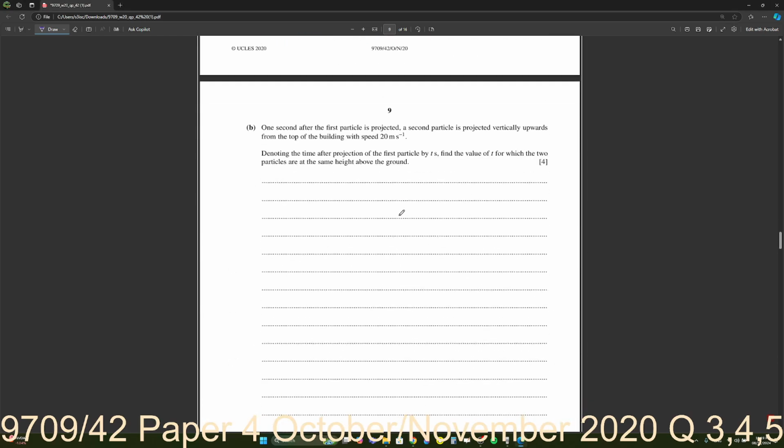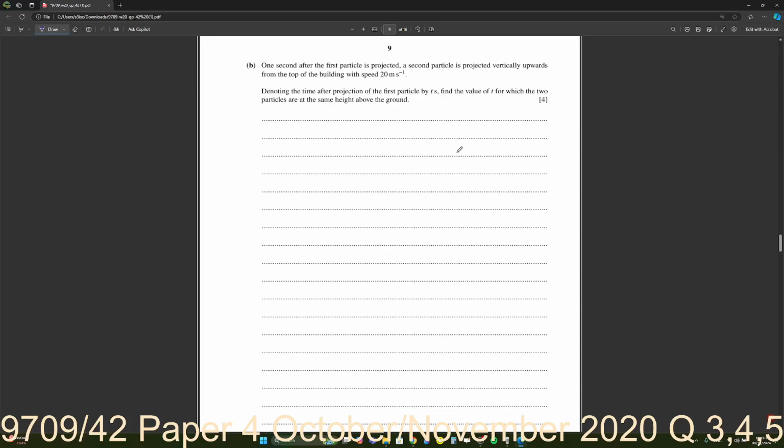Part B. 1 second after the first particle was projected, a second particle is projected vertically upwards from the top of the building with a speed 20 meters per second. Denoting the time after projection of the first particle by t seconds, find the value of t for which the two particles are at the same height above the ground. So I'm going to make my life a bit easier. I'm going to call the first particle particle 1 and the second particle 2. Okay? So they want the same height above the ground. So basically they're saying y1 is equal to y2.